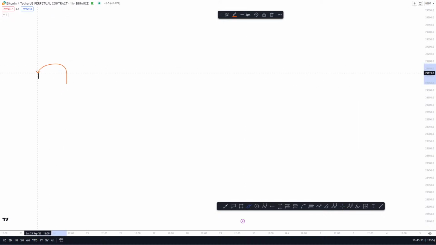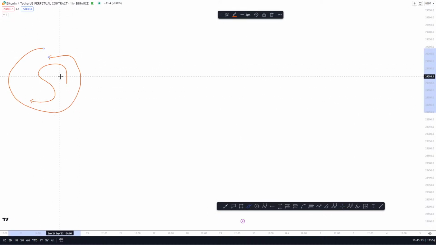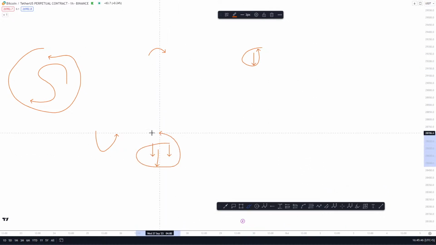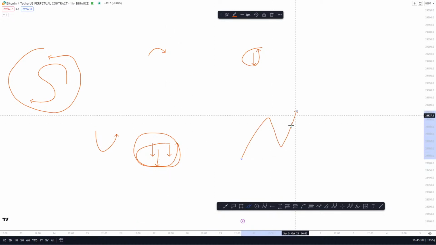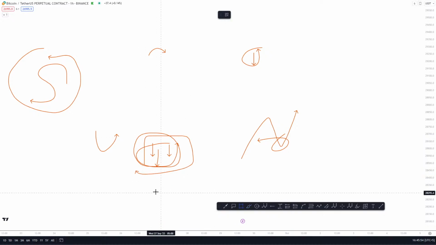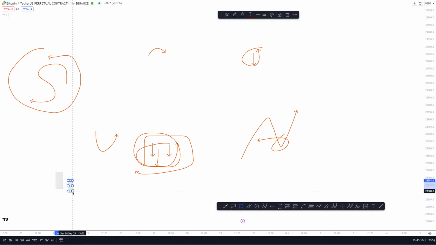you have to first of all identify your structure, right? But there are two methods to mark the protected low and protected high depending on the type of trend. The first method to mark the low or high is to count the swings. Basically, this is the most common type to mark the protected low and protected high.